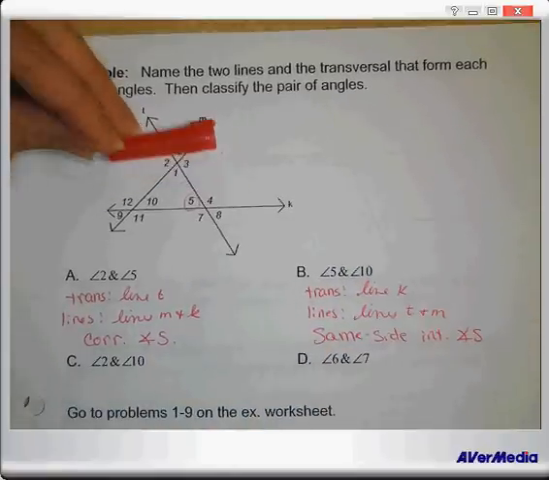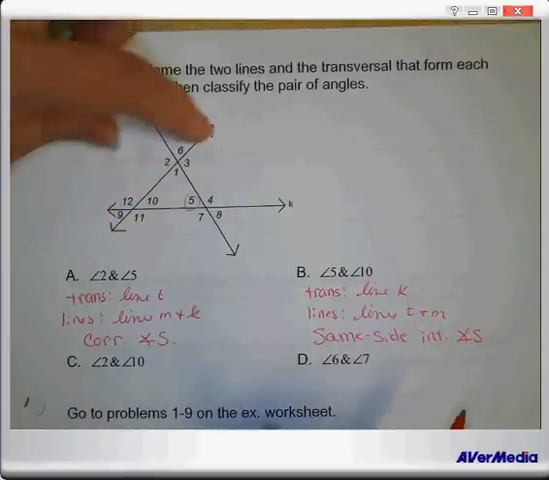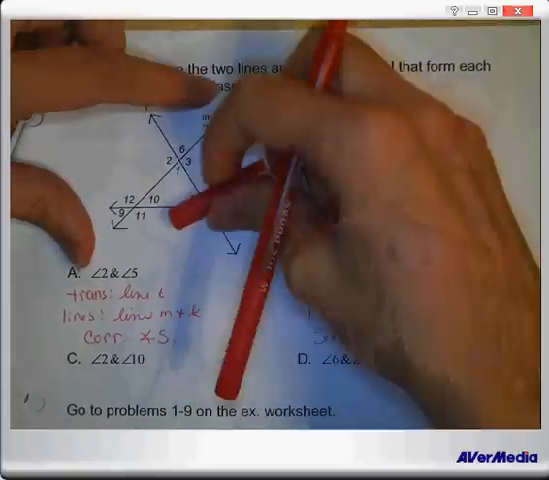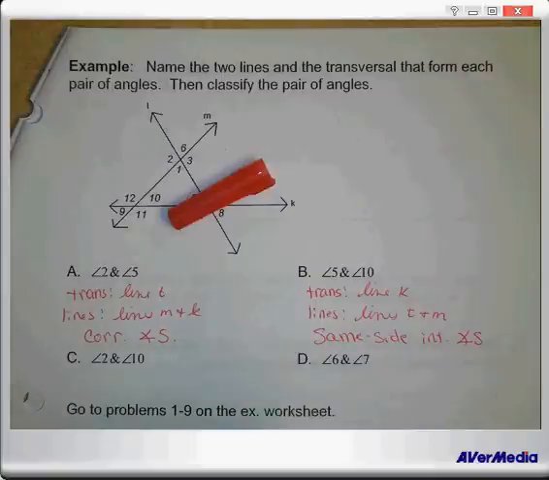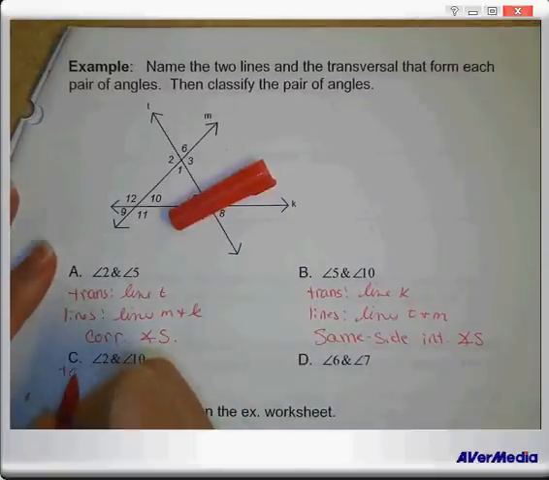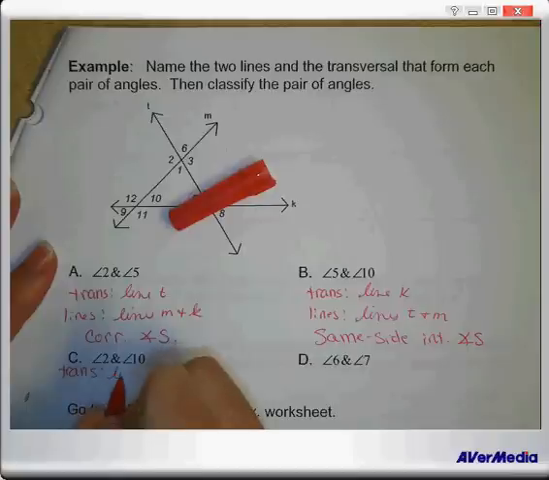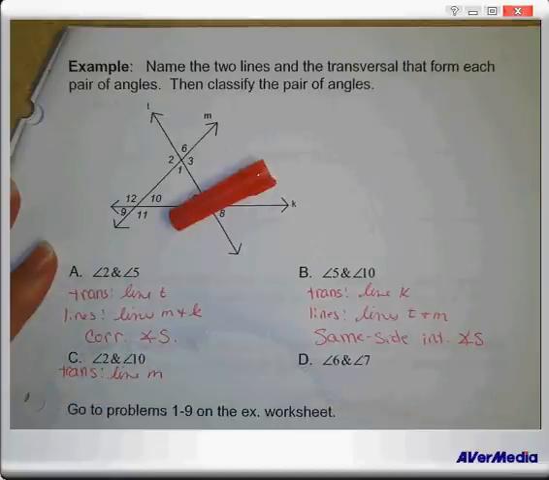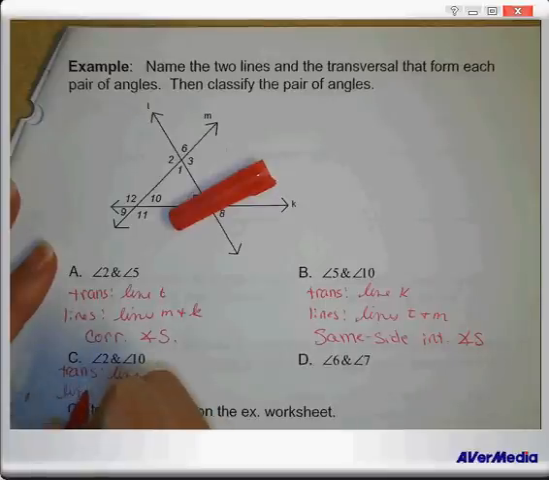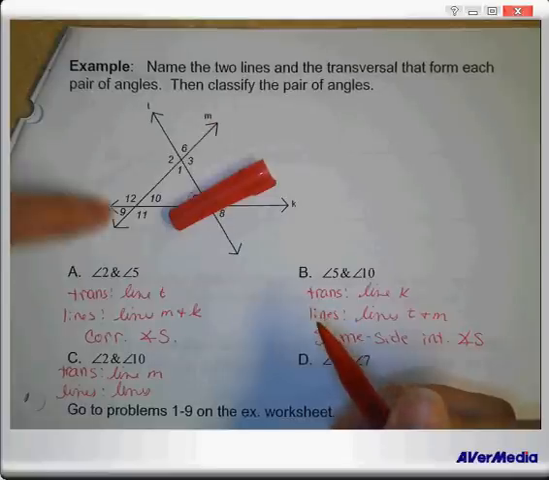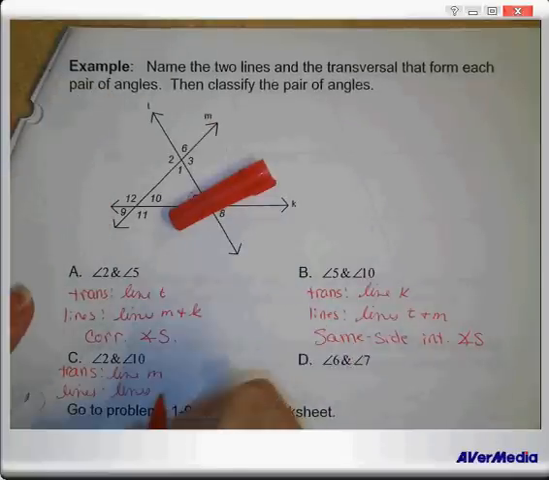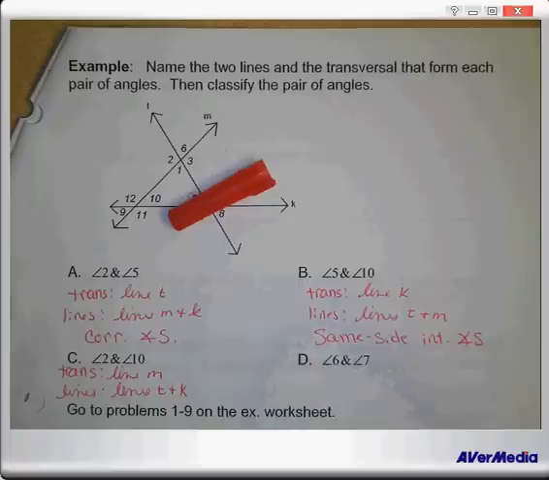Let's look at 2 and 10. If I'm looking at 2 and 10, what line makes both of them? It's this one. So I cover up those angles. So what's my transversal going to be? Oops, I didn't spell transversal right. That's going to be line M. What are the two lines that are being intersected? If line M is our transversal, it leaves T and K. T and K. Now, what type of angles are those? We have 2 and 10.